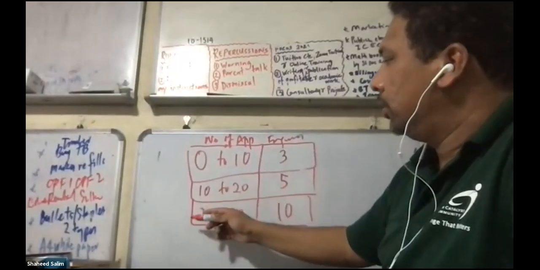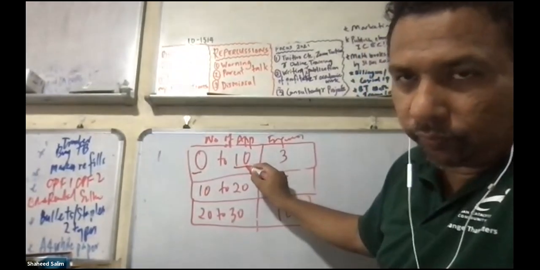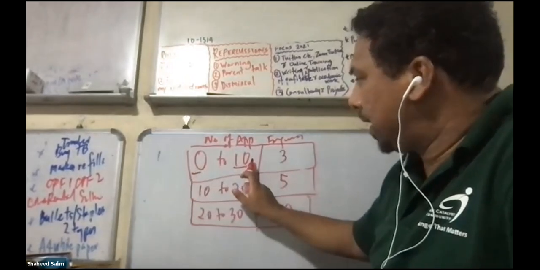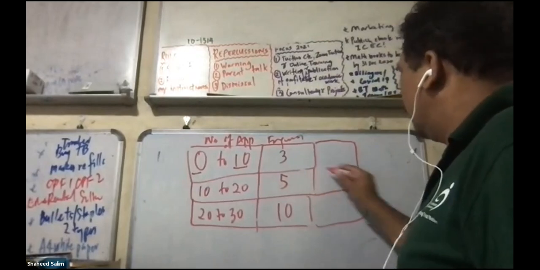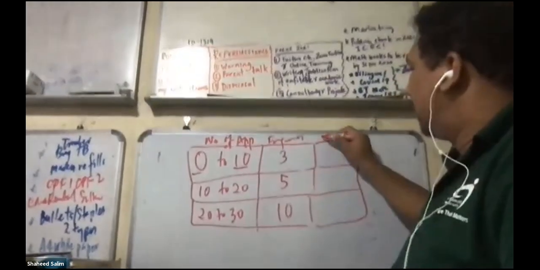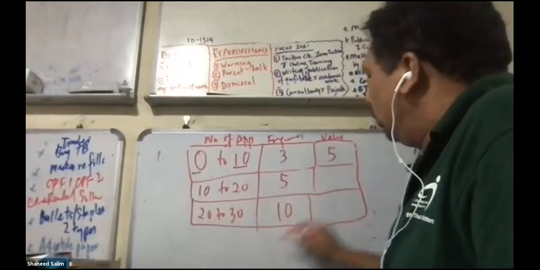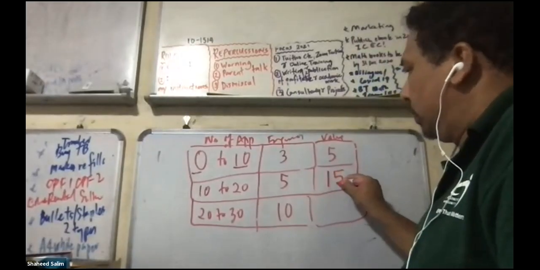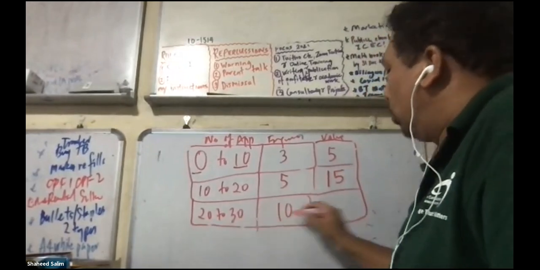So what value do we take? They say, take this plus this, divide by 2. 0 plus 10 is 10. Divide by 2, you get 5. So down here, you get the value. Let's just put it as value. It's 5. 10 plus 20 is 30. 30 divided by 2, 15. This is the value. 20 plus 30, 50. 50 divided by 2, 25.